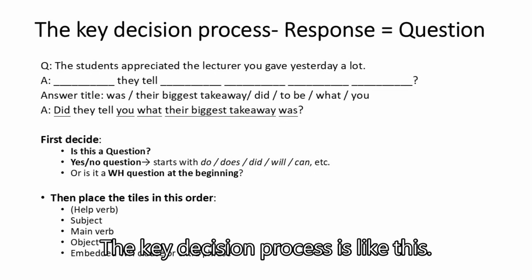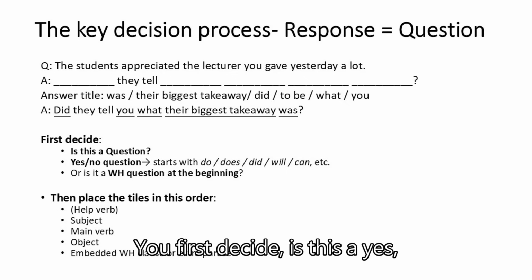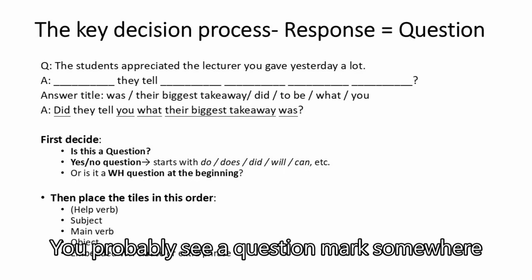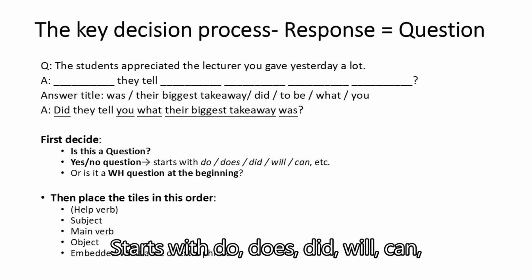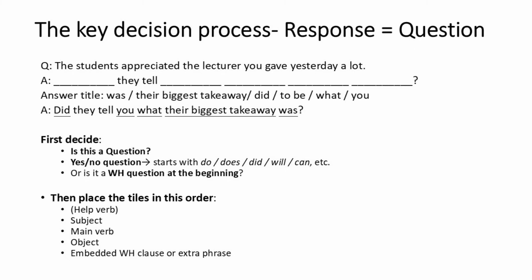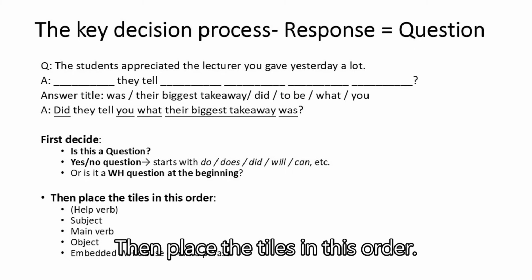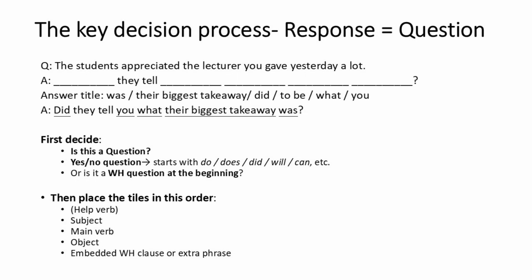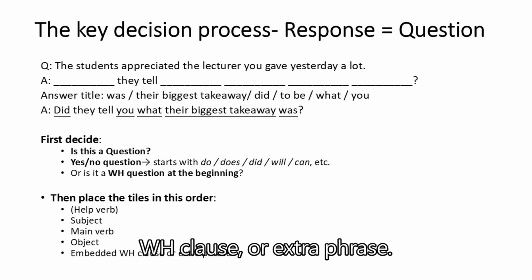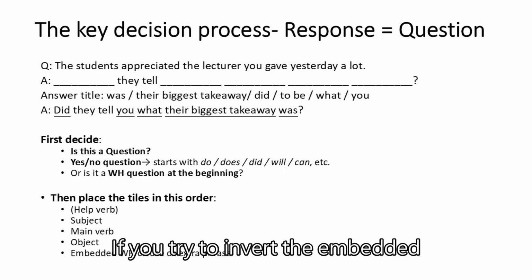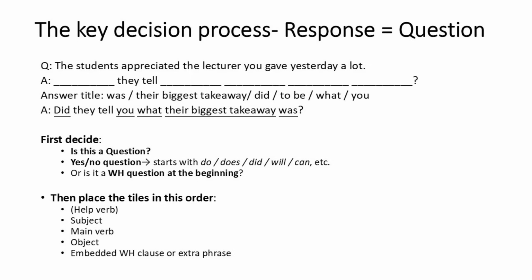The key decision process is like this, okay? You first decide, is this a yes-no question? You probably see a question mark somewhere as well. Starts with do, does, did, will, can, etc. Or is it a WH question at the beginning? Then place the tiles in this order. Help verb, subject, main verb, object, embedded WH clause, or extra phrase. If you try to invert the embedded WH clause, the sentence will immediately sound wrong.